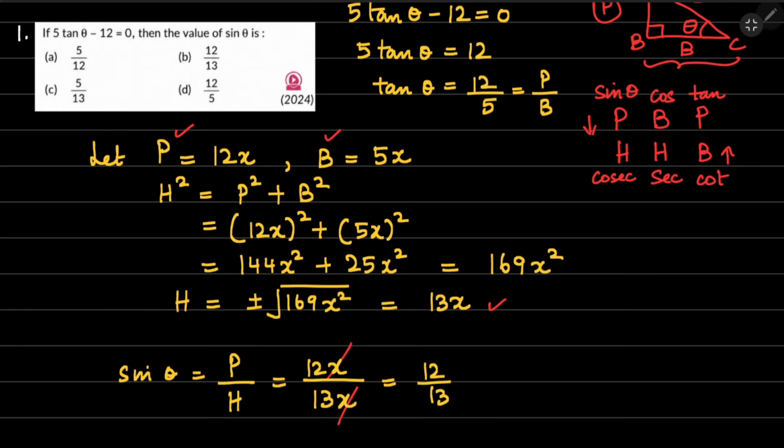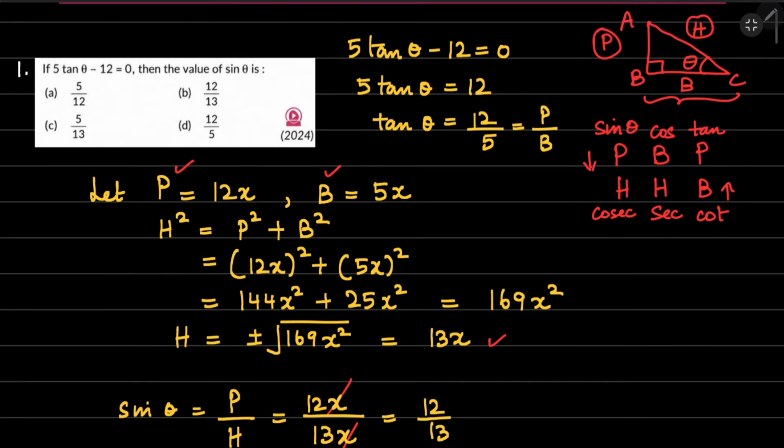You can calculate any of the ratios, right? Here you were asked sin theta. If you were asked cos theta, what would be your answer? Base by hypotenuse, so 5 by 13. If you are asked cosecant theta, 13 divided by 12. If you are asked secant theta, h by b, so 13 by 5. If you are asked cot theta, it's just the reciprocal, so it will be 5 by 12. So any of the 6 ratios can be found if you know 3 things: perpendicular, base, and hypotenuse.